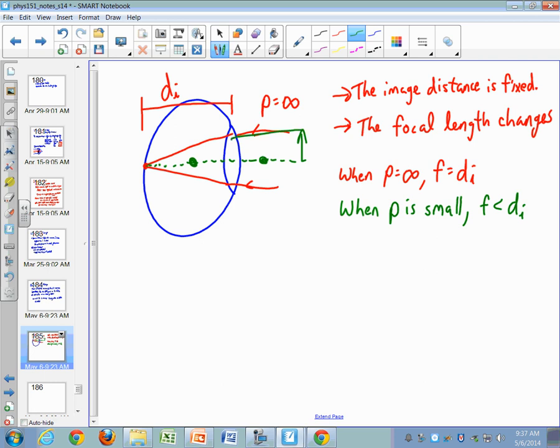I can draw a ray that's parallel to the axis, and then through the focal point. And then I can draw the reverse of that ray, which is going to be through the focal point and then parallel to the axis. So here, my rays cross, and they cross at the back of the eyeball. So this is still my image distance, but notice that my focal point is now shorter. So if I'm looking at something that's really far away, like the back of the room, my focal length is equal to the diameter of the eyeball.